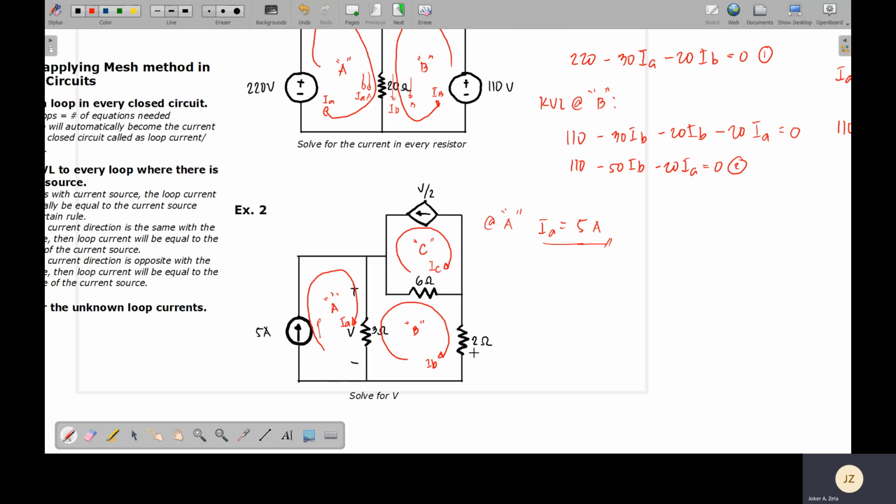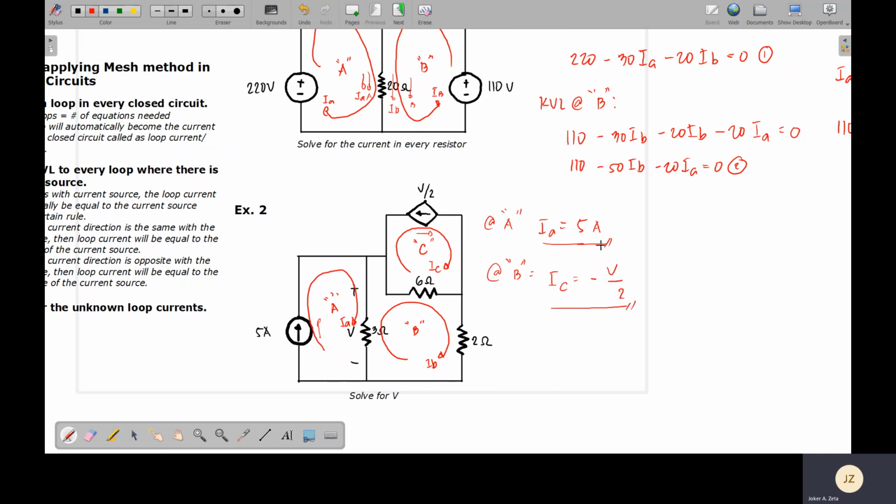So that's why I said you start first with those loops where there is a current source, because it will help lessen the duration of solving your circuit. Next, let's also start with this one because this is a current source. So at loop C, let's determine first the direction of your loop C with respect to the current source. Following the flow, when it flows through the current source, V over 2, the direction of loop current IC would be going to the right, and it is opposing the direction of the current source. According to the rule, your loop current will be equal to the negative value of your current source. So IC is equal to negative V over 2.